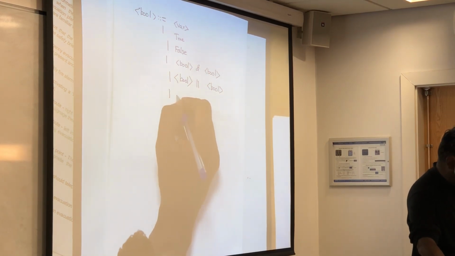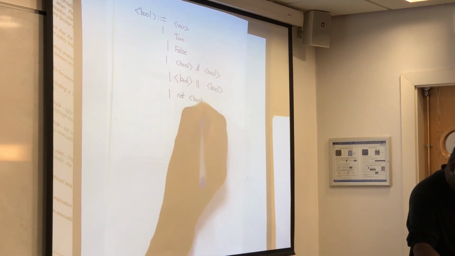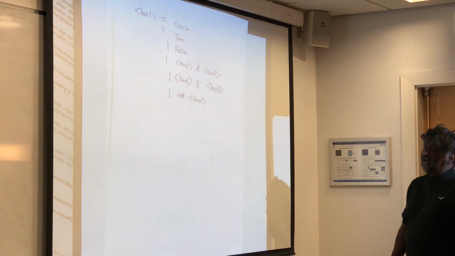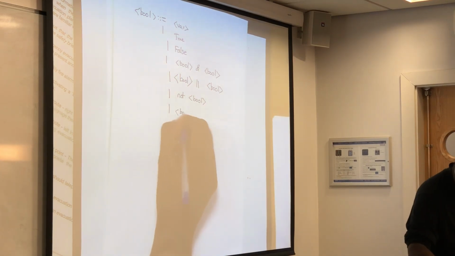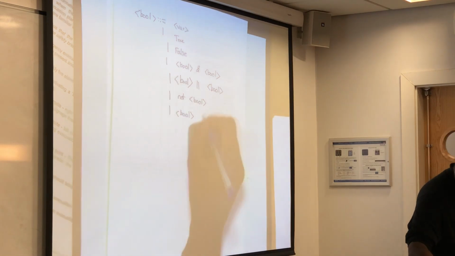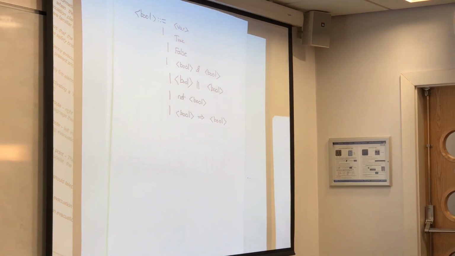So what's the next one? Not. There's no point writing not after bool, it would look daft. Don't write it beforehand. And finally, implies. You could write the word implies if you like. I'm just going to write that symbol. Okay, so that's a very straightforward grammar. It's only got one type of thing, Booleans. You know, there's not commands and blocks and definitions, whatever.